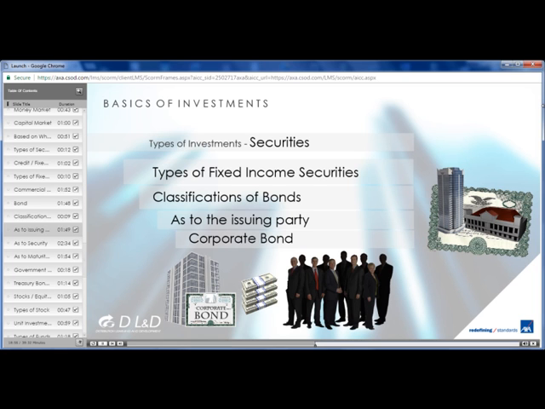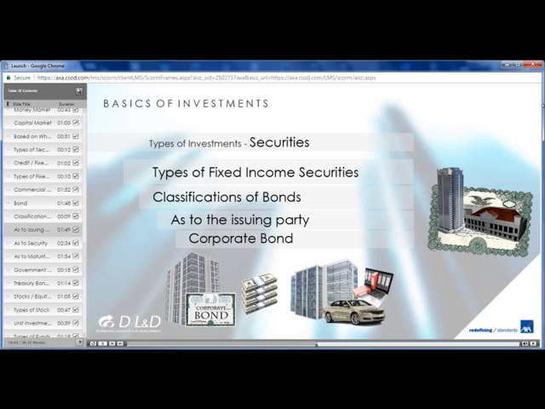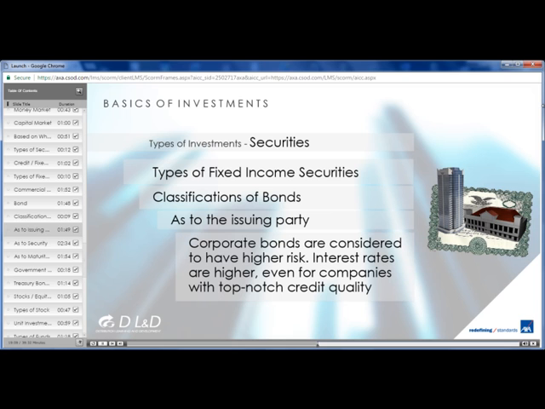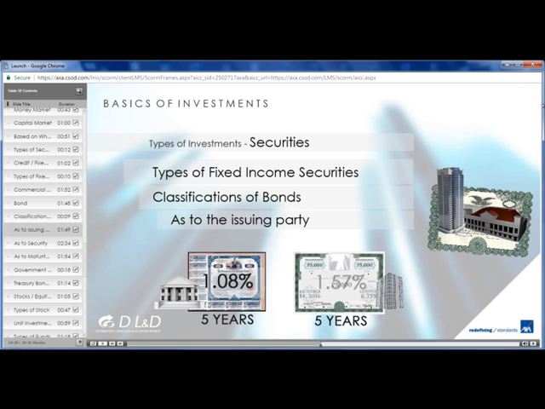The backing for the bond is usually the payment ability of the company, which is typically money to be earned from future operations. In some cases, the company's physical assets may be used as collateral for bonds. Corporate bonds are considered to have higher risk than government bonds. As a result, interest rates are almost always higher on corporate bonds, even for companies with top-notch credit quality. For example, a 5-year Treasury bond can yield just over 1.08% on average, while the average yield on 5-year corporate bonds can range from 1.57 to 1.79%.